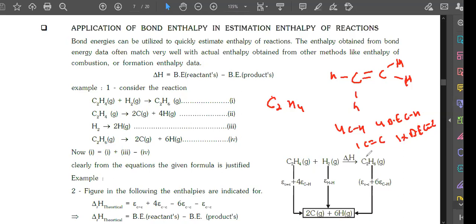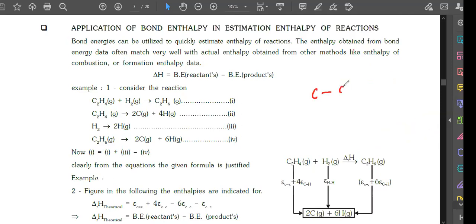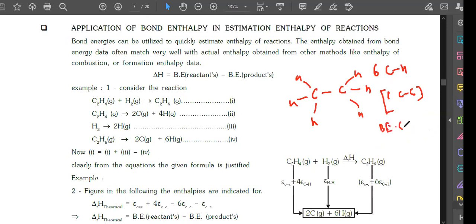Now H2 is simple, but when you talk about C2H6, just see the diagram. This is your 6 CH bonds and 1 CC bond. Now this 1 CC bond is a single bond. So it will be the bond energy of the CC bond plus 6 into the bond energy of the CH bond. Got it everyone? Yes or no?